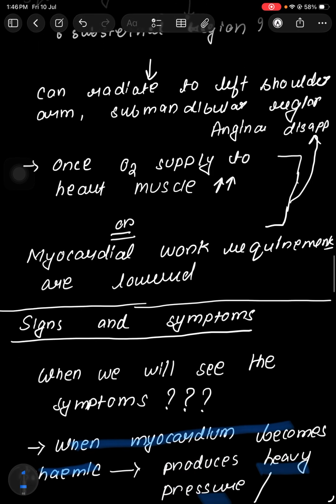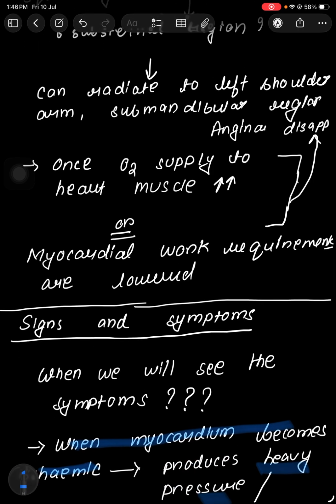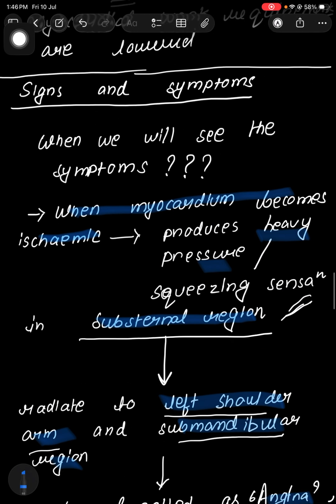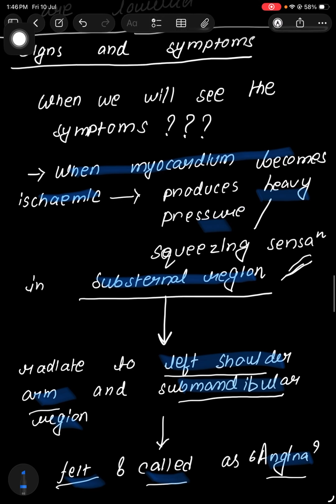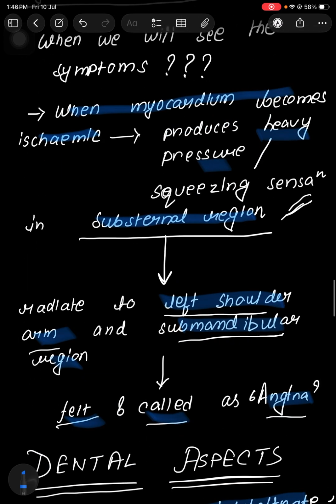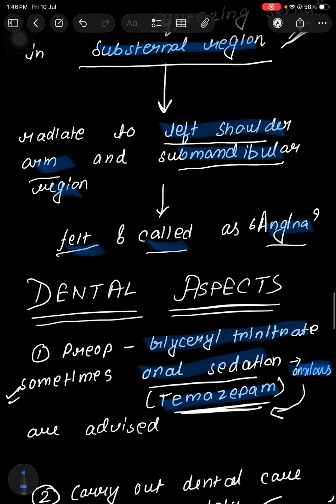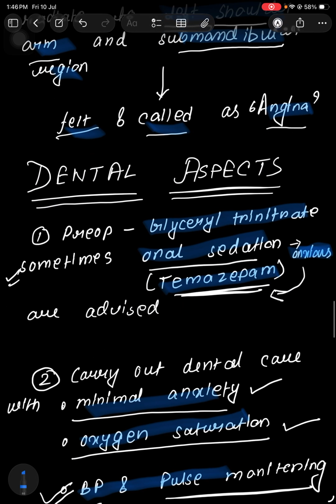Angina will disappear once the oxygen supply to the heart muscle is increased or myocardial work requirements are lowered. Now, what are the signs and symptoms we see? When the myocardium becomes ischemic, it produces heavy pressure or a squeezing sensation in the substernal region that radiates to the left shoulder, arm and submandibular region, which is often felt and called angina.